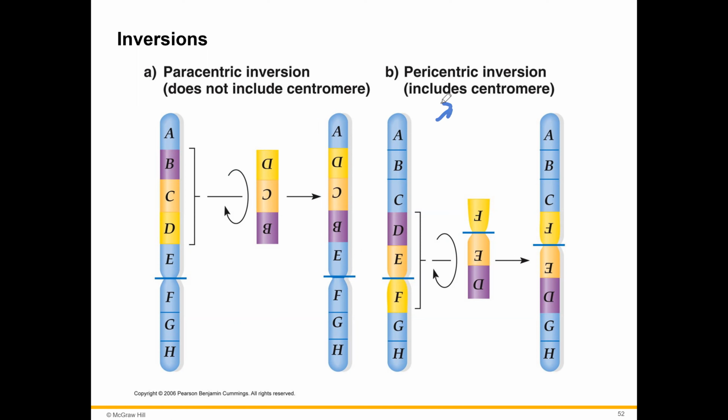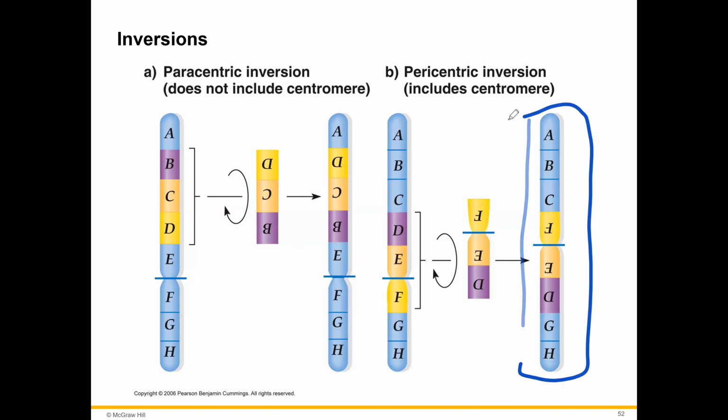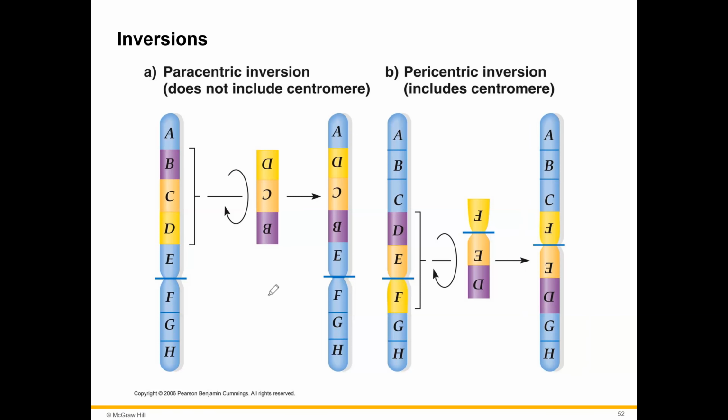Pericentric inversion includes the centromere. So the cut in the chromosome was made here and here. Then this segment was flipped. And again, we have a wrong sequence of the genes. So we have A, B, C, and then instead of D, E, F, and G, we have F, E, D, G, and H, right? So again, we still have the same genetic material, just rearranged. Right? So that's what inversion is.